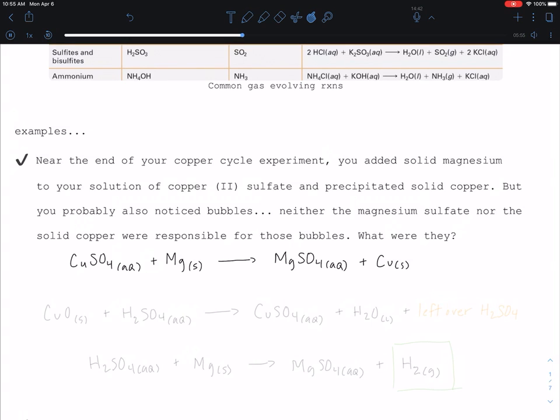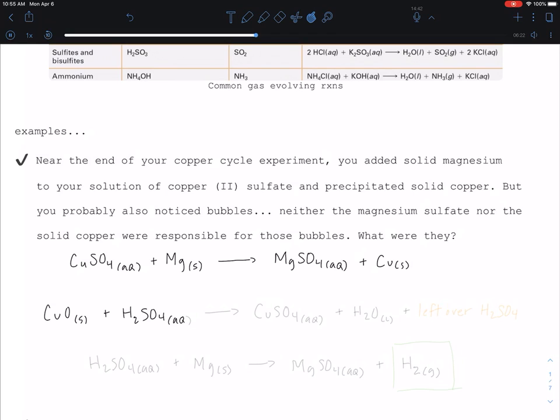In this step, you would have noticed that you had gas evolving. Do you see gas anywhere in that reaction equation? I don't. But here's the deal. In the previous step, you added to your copper oxide, so this was a solid, you added some dilute sulfuric acid.